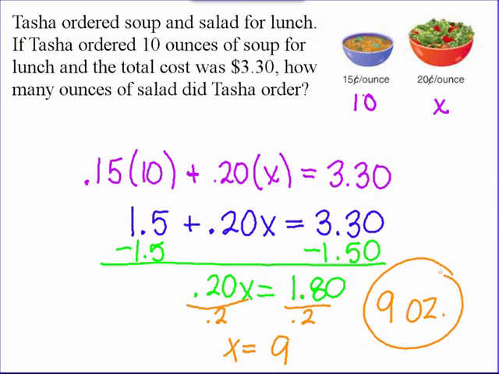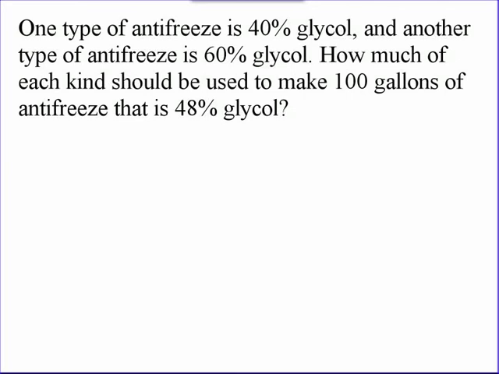Now if you look at the next mixture problem, that's what we're going to look at again, except it's not going to be as nice and neat with the salad and the soup. One type of antifreeze is 40% glycol. Glycol, does anybody know what that is? Okay, glycol is like an alcohol solution. And another type of antifreeze is 60% glycol. How much of each kind should be used to make 100 gallons of antifreeze that is 48% glycol?